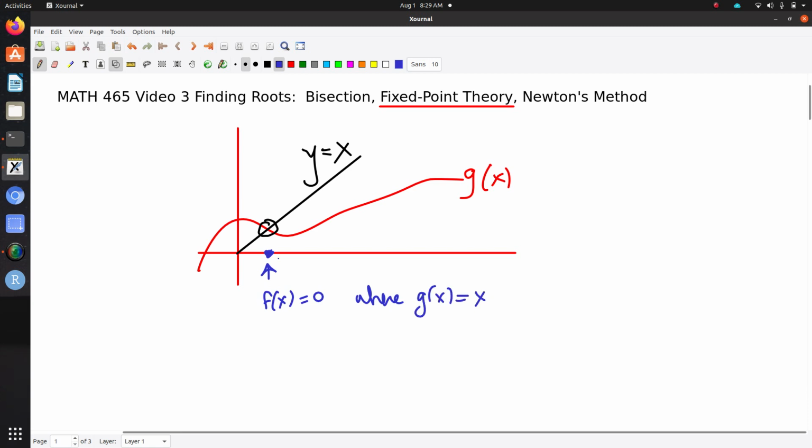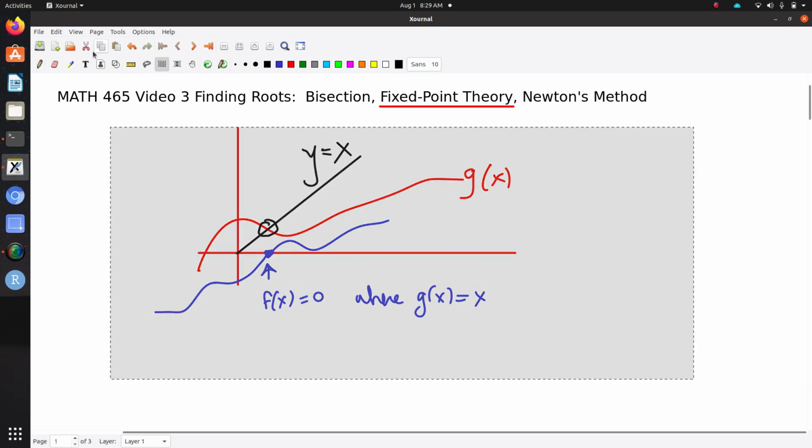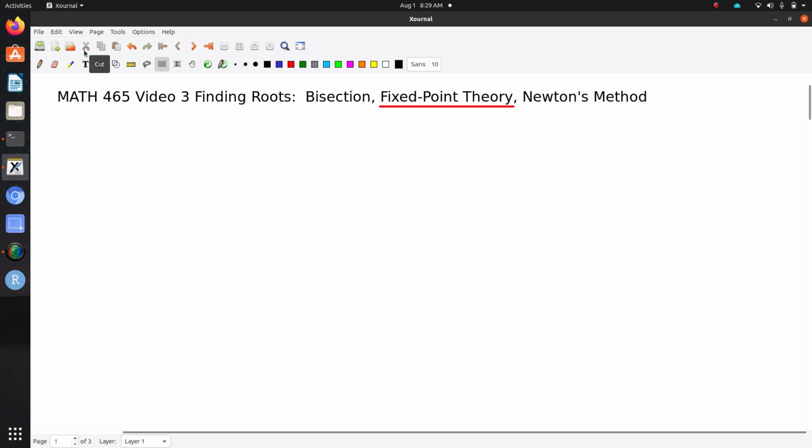I don't really know what this function looks like. Okay, so some other function. It goes through 0 at the same point where g of x equals x. Okay? So that's the language around how we're going to talk about this thing. All right. So let's put this down here.